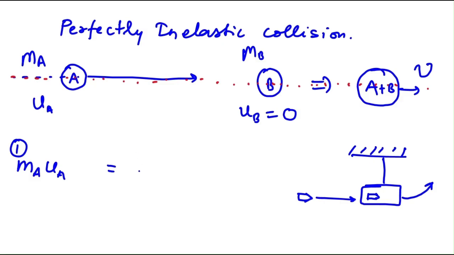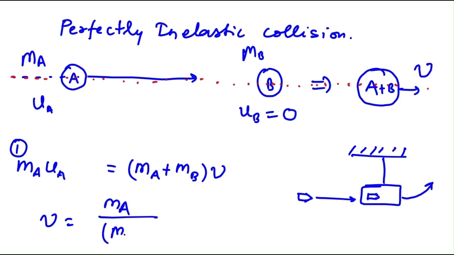And what is the final momentum of the system? This is a common mass here comprising both MA and MB, and this is moving with a final velocity V. So we have the final common velocity as MA divided by MA plus MB, whole multiplied with UA. This is one thing here.